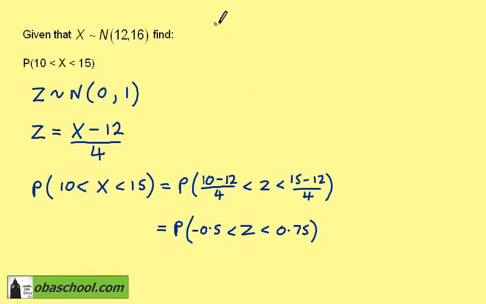Draw a picture to see exactly what we want to find here. We have our standard normal, which has a mean at 0. We want the area between minus 0.5 and 0.75. In other words, this shaded area.